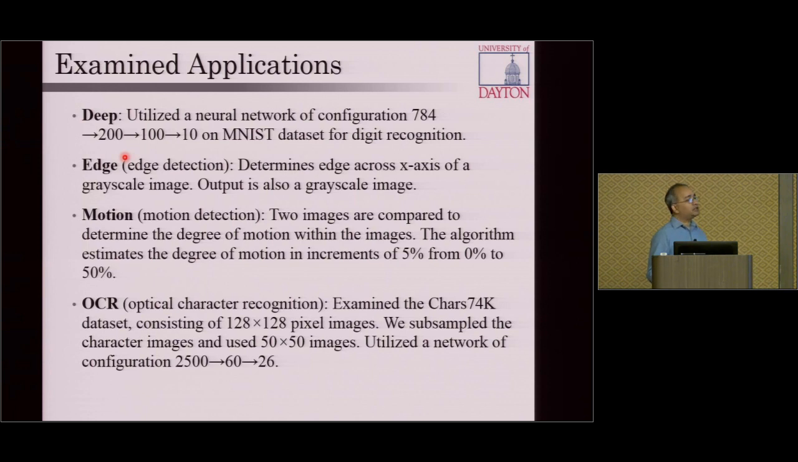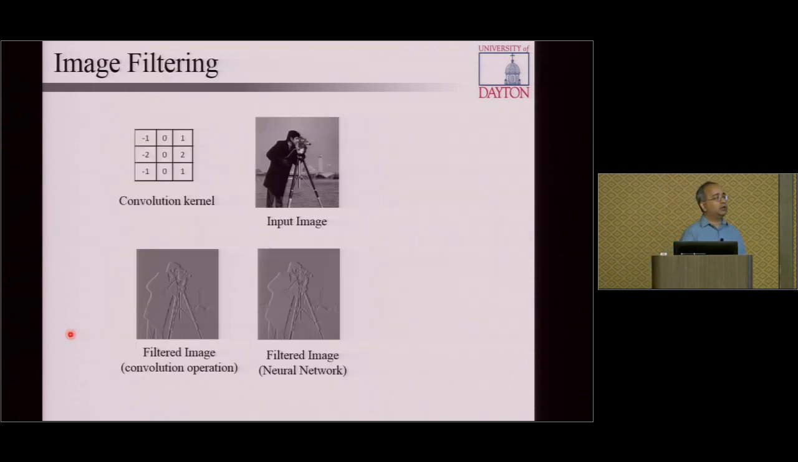For each of these applications, we also implemented them on a RISC architecture. And for the RISC architecture, we used the most appropriate or most efficient algorithm. So for instance, for edge detection, we did not use neural networks. Instead, we used convolution kernels, which is what you would normally do on a RISC architecture. So the RISC architecture is doing convolution. The neuromorphic architecture is doing neural networks to mimic edge detection.